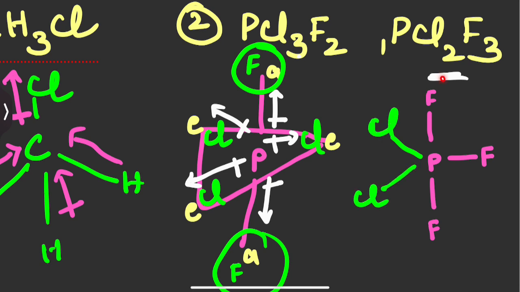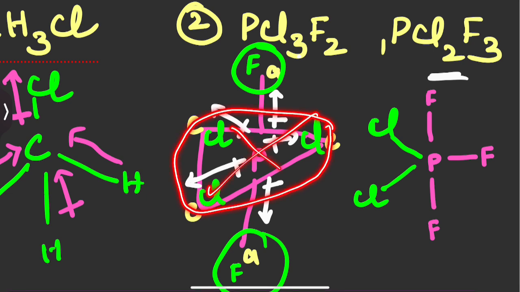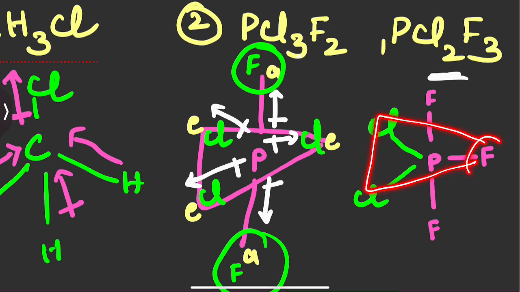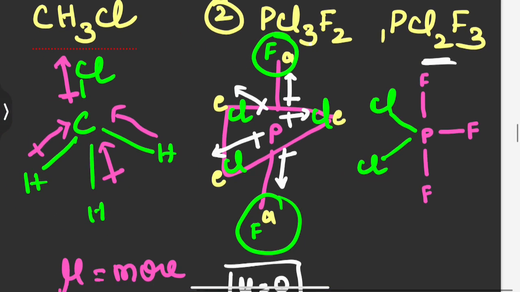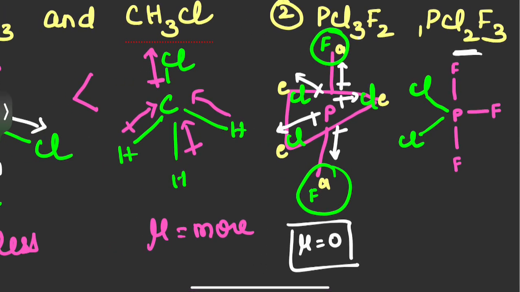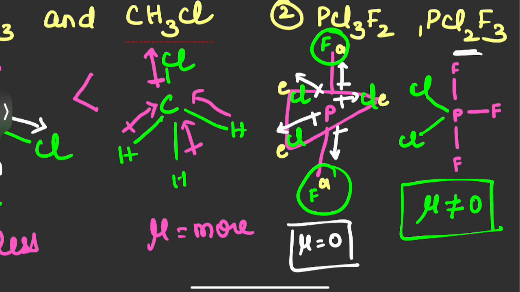Now the dipole moment exerted by the axial fluorines will cancel each other, but the dipole moment exerted in this triangle will not cancel each other. Why? Because different atoms are present, so they will exert different dipole moments. Whereas here you can see all are chlorine atoms, so they cancelled each other. But here it is different. This is a fluorine atom and here chlorine atoms are present. Therefore they will not cancel each other, and they will have some dipole moment. So here you will write the dipole moment is not equal to 0. Some dipole moment value will be given.